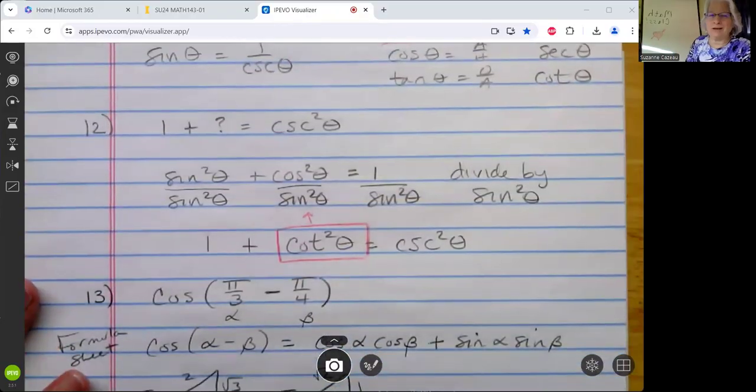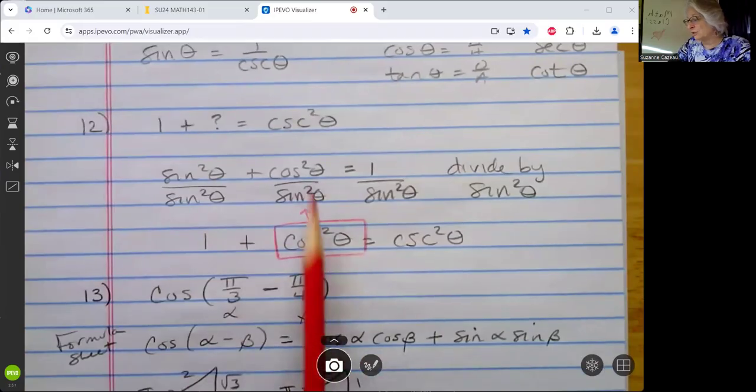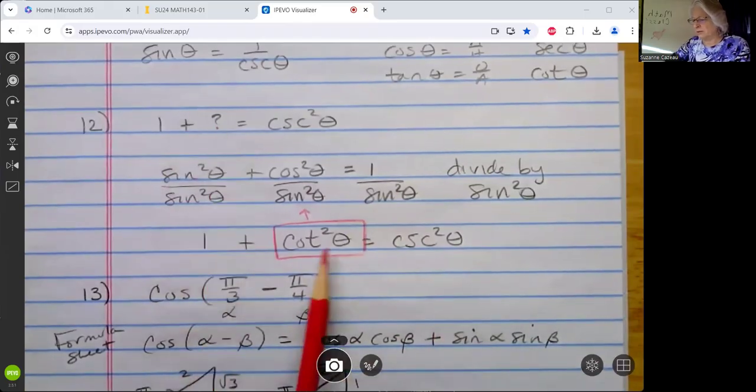And if it got you the wrong one, you can divide everything by cosine squared, and then you'll get tan squared plus 1 is secant squared. So that's how that would work. But this one, you divide by sine squared, you're going to get 1 plus cotangent squared equals cosecant squared. And so that's what you can put in there. All right.